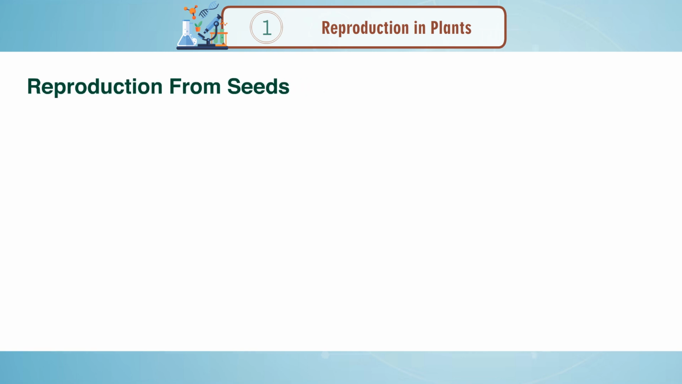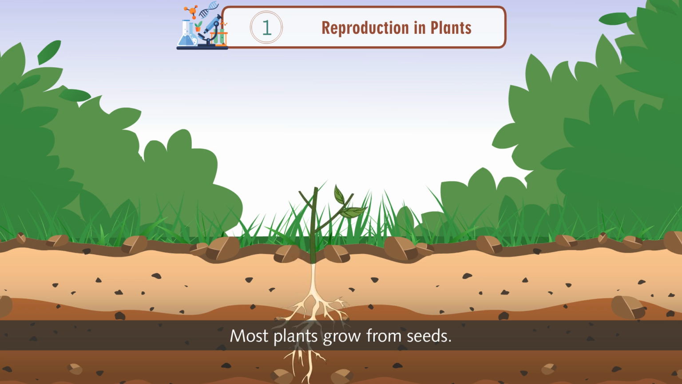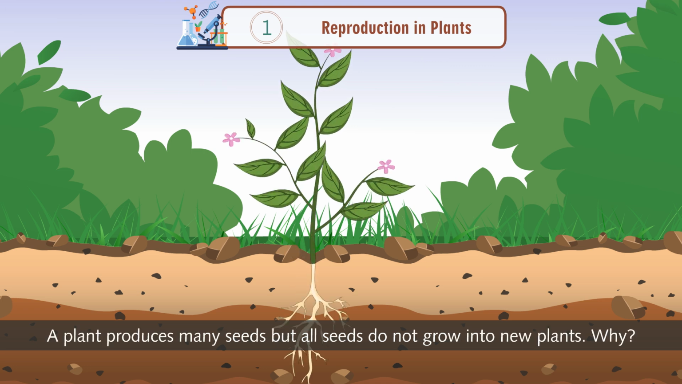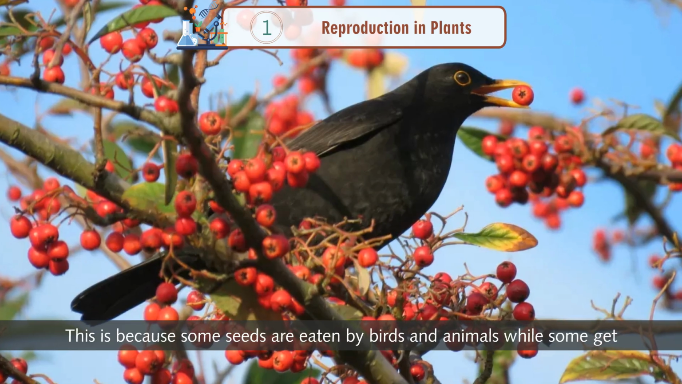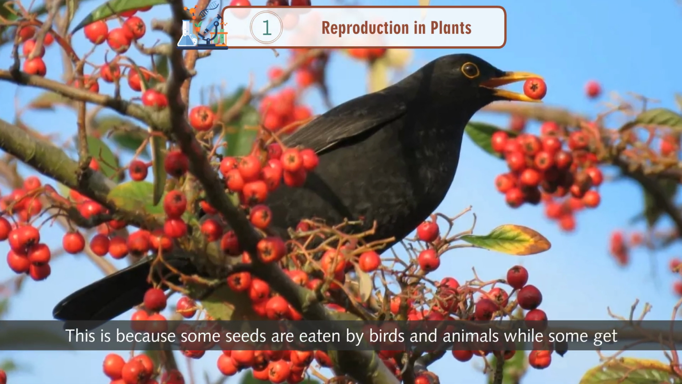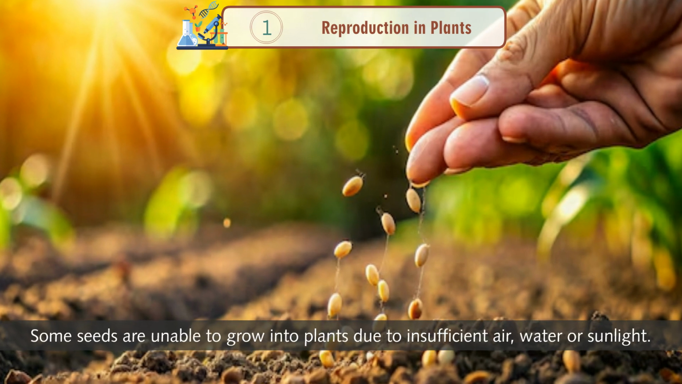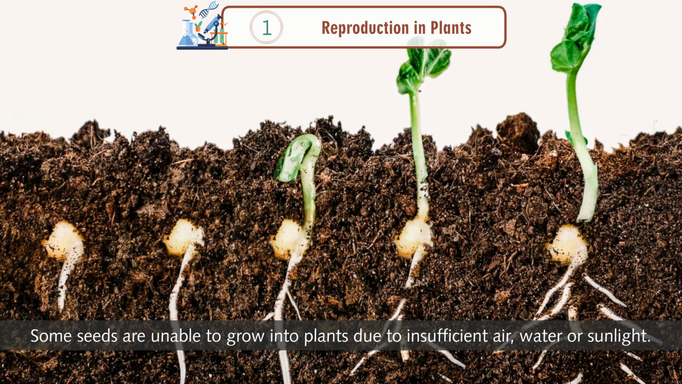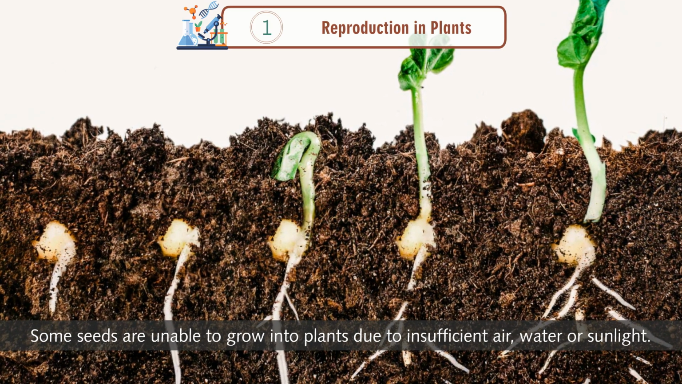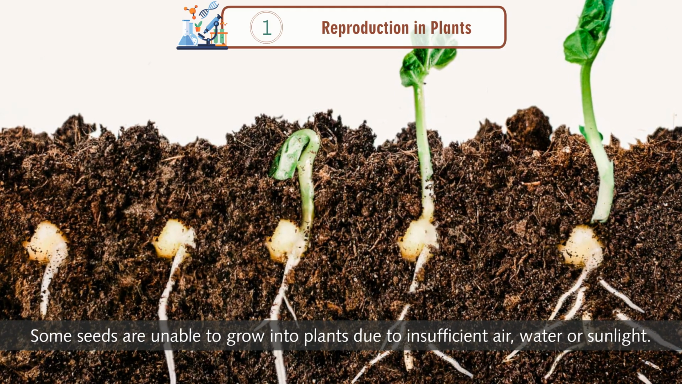Reproduction from seeds. Most plants grow from seeds. A plant produces many seeds, but all seeds do not grow into new plants. Why? This is because some seeds are eaten by birds and animals while some get destroyed by rain or heat. Some seeds are unable to grow into plants due to insufficient air, water or sunlight.